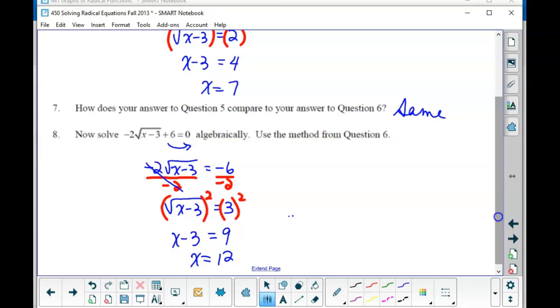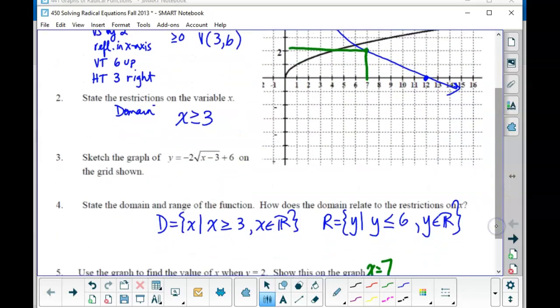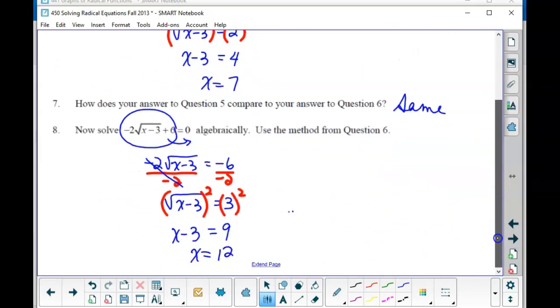Take a look back. So really, this was our function that we graphed. And so we're saying when y is 0, what's x? So that's the x-intercept. If we go back to look at our x-intercept here, we get 12. So we get the same thing when we do it algebraically. Okay. In these cases anyway.